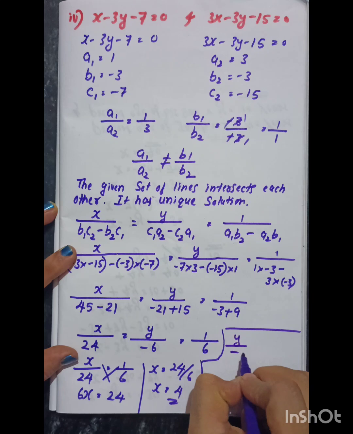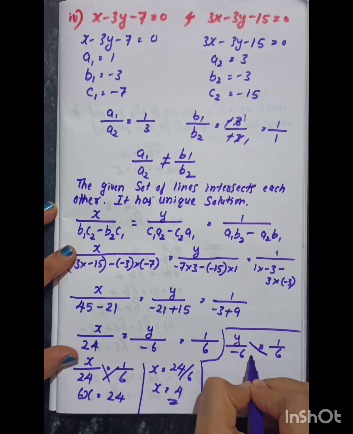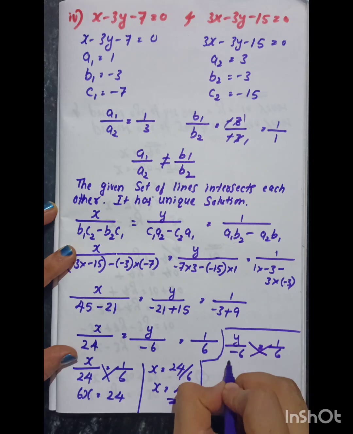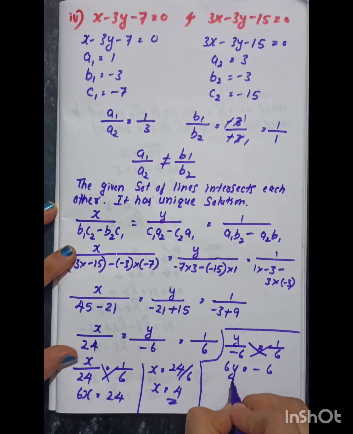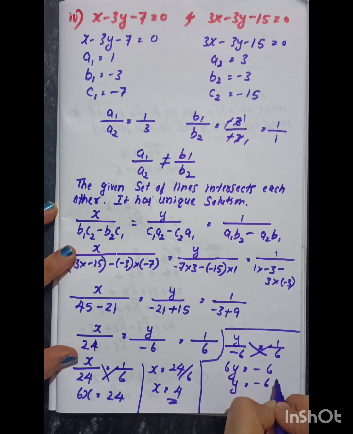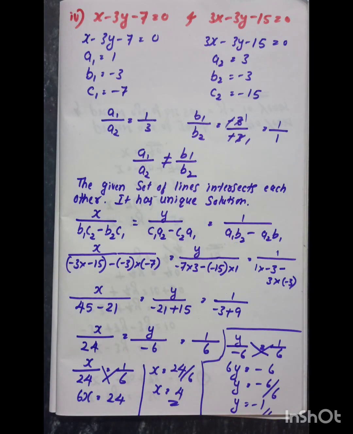Then take the second one. Y by minus 6 equals 1 by 6. Y into 6, 6y equals 6 ones are 6, minus 6. Y equals minus 6 by 6. 6 6 cancel. Y equals minus 1. So the answer by using the cross multiplication for x is 4 and y is minus 1. This is the answer.